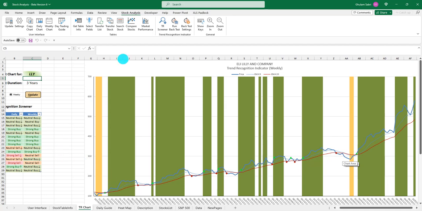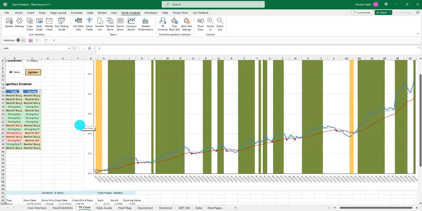In addition, we can also run back tests. So over a period of, let's say, 3 years here, we can see how many entry and exit signals this TR indicator has given and what was the theoretical outcome and result had we been taking entry and exit points according to the signals given by the TR indicator.